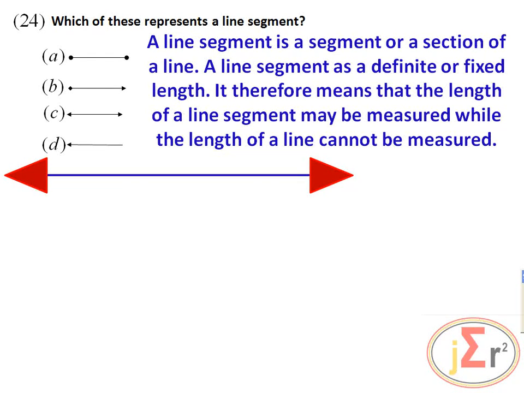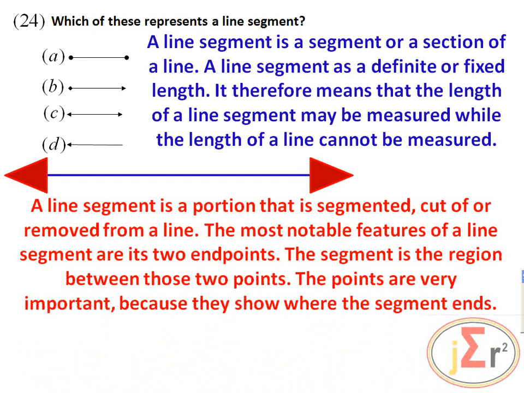It has a definite length. It is a portion that is cut off from a line. A line segment is a portion that is segmented, cut off, or removed from a line. The most notable features of a line segment are its two endpoints. The segment is the region between those 2 points. The points are very important because they show where the segment ends. Although they are important, we may also determine that we have a line segment even if those 2 large points were not seen.